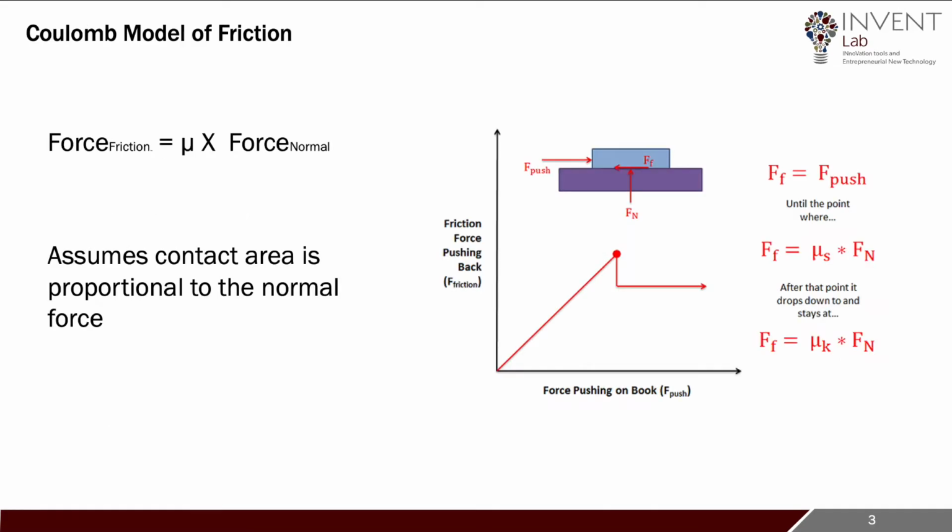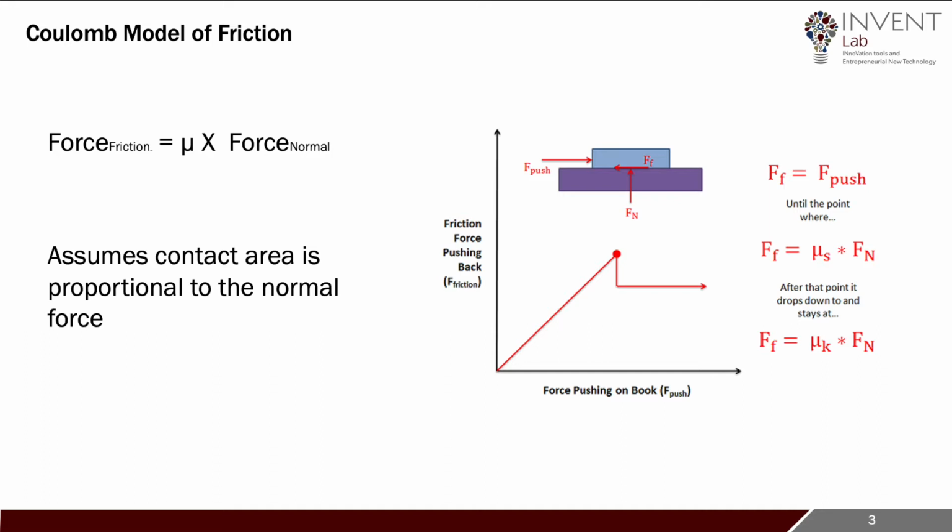The standard model of friction that's taught in high schools and even my mechanics courses in college has been the Coulomb model of friction, which, as it turns out, is just completely wrong. So this Coulomb model says that the frictional force is equal to a coefficient of friction, which is material dependent, times the normal force of the interaction between two objects.